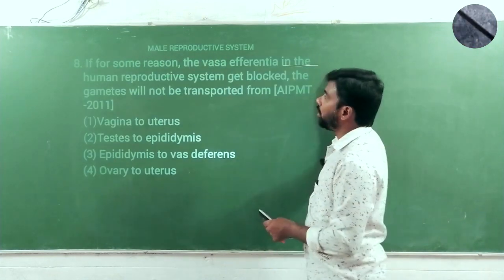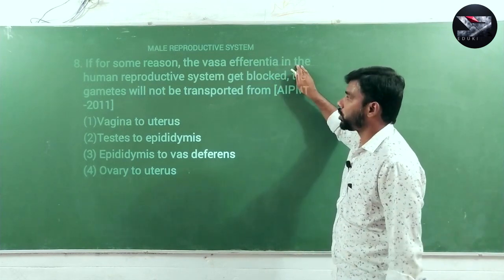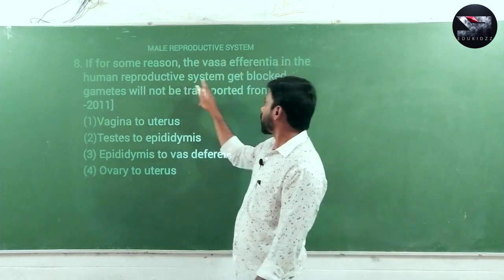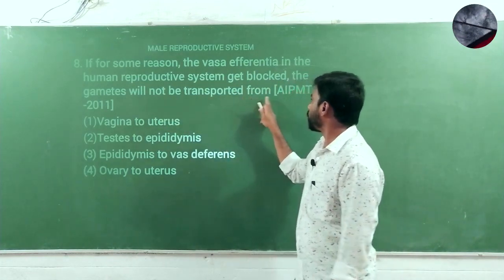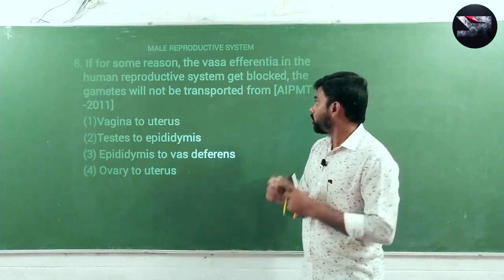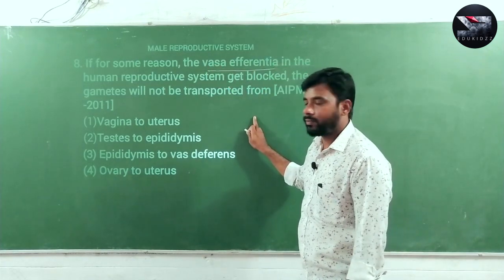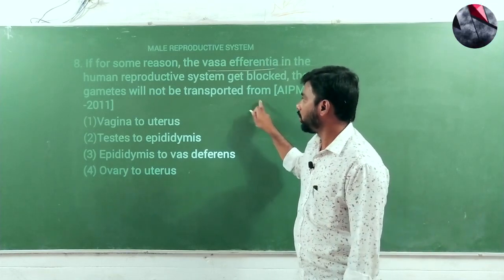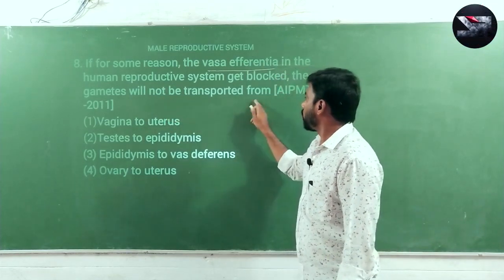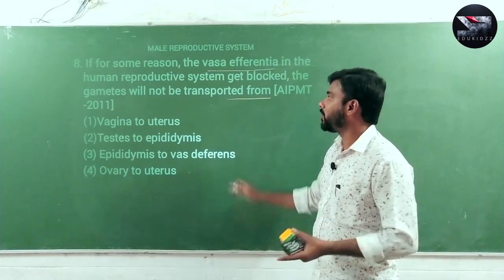If for some reason the vasa efferentia in the human reproductive system get blocked, the gametes will not be transported from where? You have to remember which is blocked. Vasa efferentia is blocked, but you must read the question clearly and understand it neatly. It says gametes will not be transported from, not transported to.